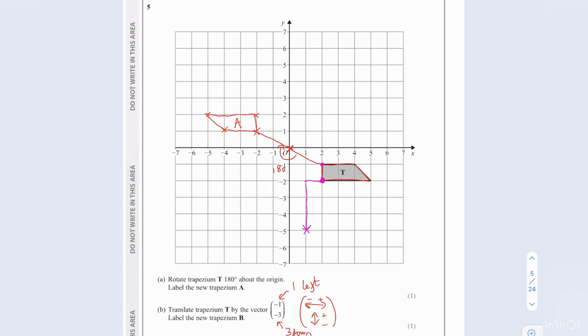Do exactly the same with the next one. Do exactly the same here. Do the same here. And join up your shape. And don't forget to label that.